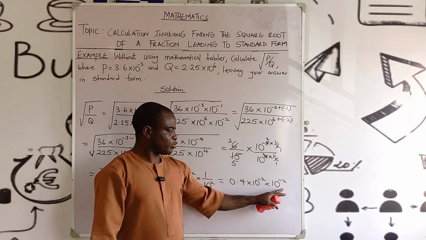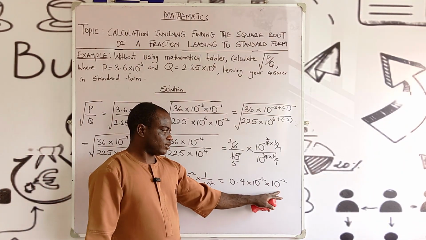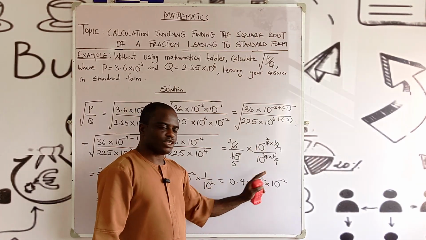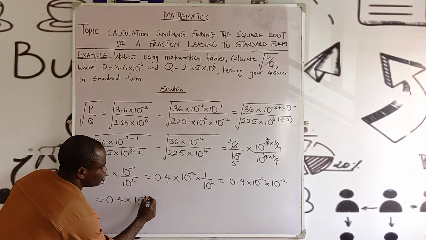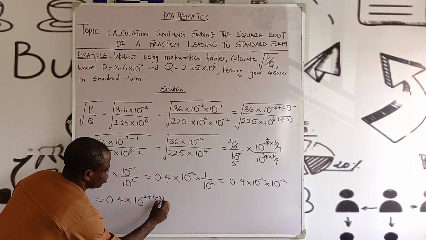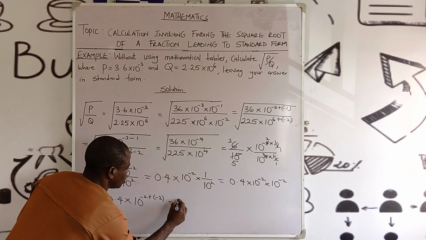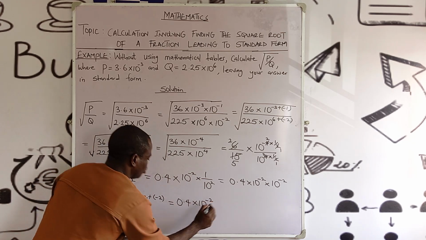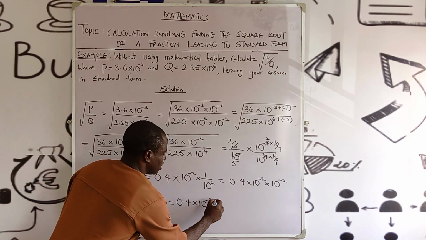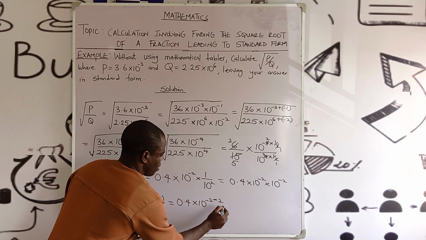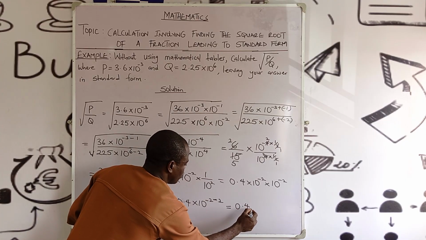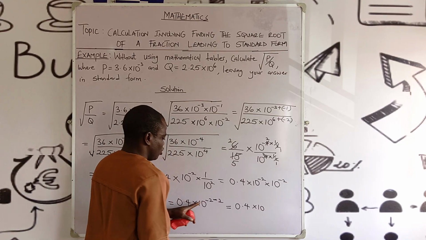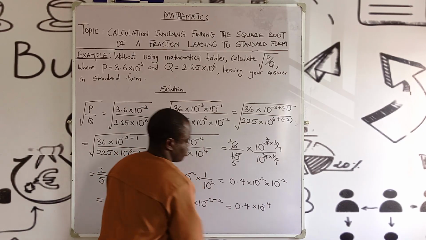I'm using 10 to represent the two tens. But at that point, at the power, the multiplication will change to addition. 10 raised to the power minus 2 plus minus 2, which is equal to 0.4 times 10 raised to the power minus 2. Positive and negative give us negative, negative 2, which is equal to 0.4 times 10 raised to the power minus 2, that's minus 4.